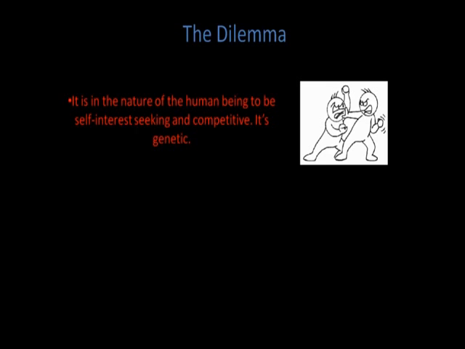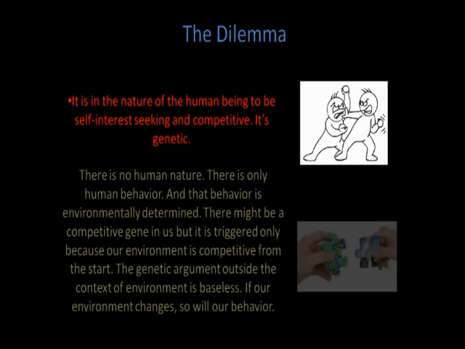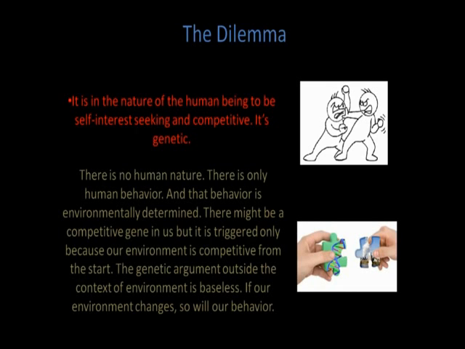If we are making assumptions about human behavior, we need to delve into psychology, neurobiology, and something known as behavioral genetics. These 3 scientific fields tell us that there is no predetermined human nature at all. There is only human behavior, and that behavior is environmentally determined. I mean, there might be a competitive gene in us, but it is triggered only because our environment is competitive from the start. The genetic argument outside the context of environment is baseless. If our environment changes, so will our behavior.